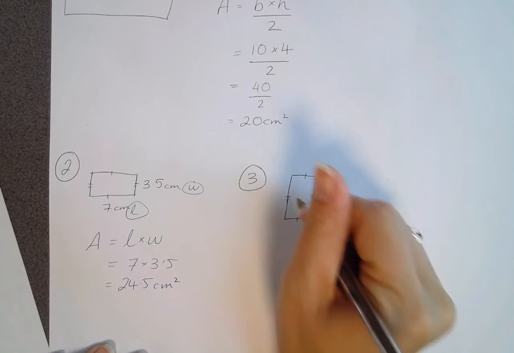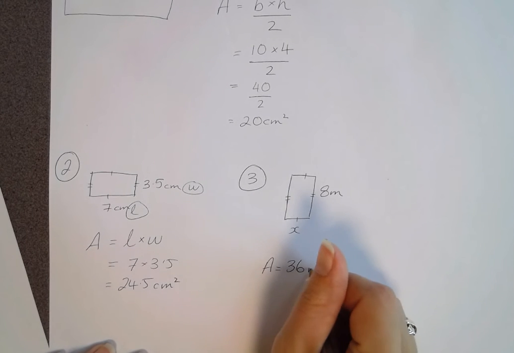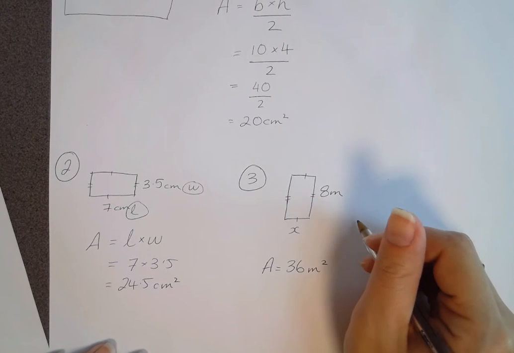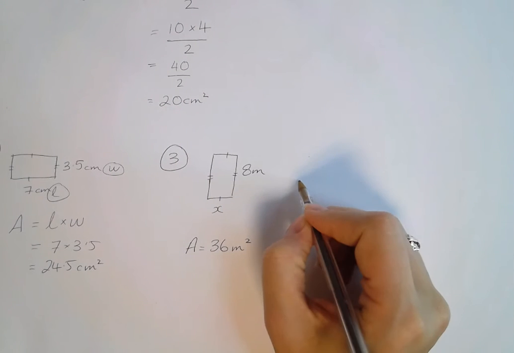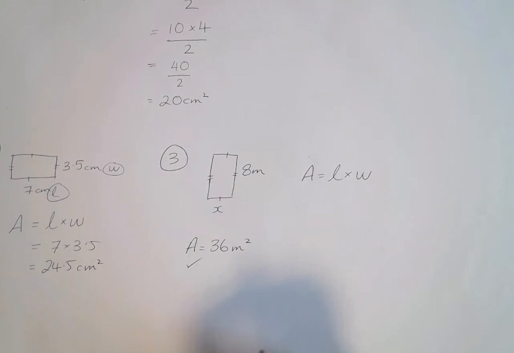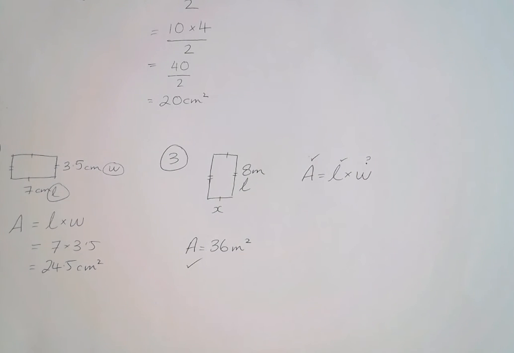These are our side lengths. We've got this one is 8 meters, but this one we don't know. Now if I told you that the entire area was 36 square meters, we have to work backwards. We know if area equals length times width, we actually have the area, so we've got this one, and we've also got this length measurement here. So we have this one, and what we're trying to find out is the width this time. So we do need to do some rearranging.